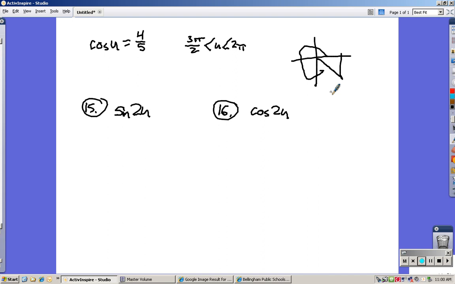And the thing I know about cosine is that cosine is x over r. So if x is 4, that means that r has to be 5. That's a right triangle, so I have a 3, 4, 5 triangle. I can use the Pythagorean theorem to figure that out. And since it's going down, it's -3. So if cosine is 4/5, sine of this value has to equal -3/5.